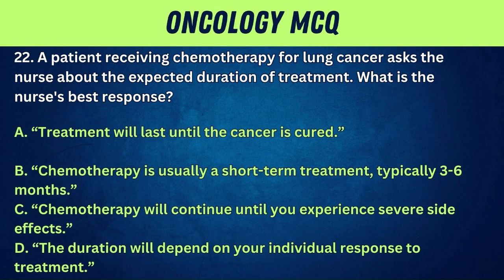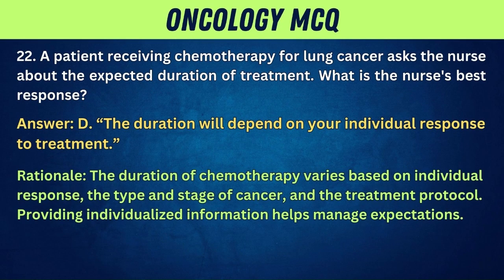22. A patient receiving chemotherapy for lung cancer asks the nurse about the expected duration of treatment. What is the nurse's best response? A. Treatment will last until the cancer is cured. B. Chemotherapy is usually a short-term treatment, typically 3 to 6 months. C. Chemotherapy will continue until you experience severe side effects. D. The duration will depend on your individual response to treatment.